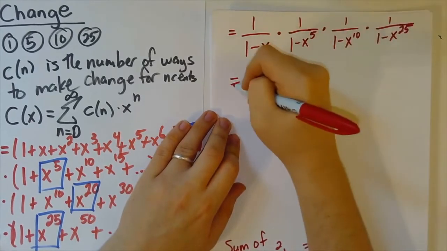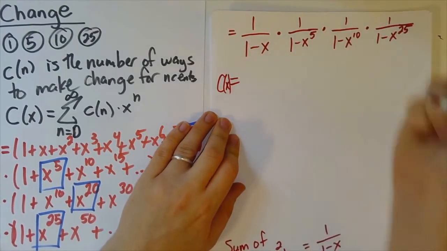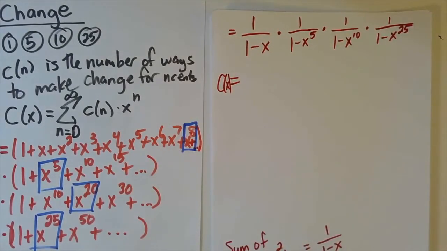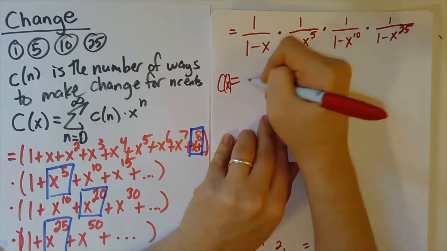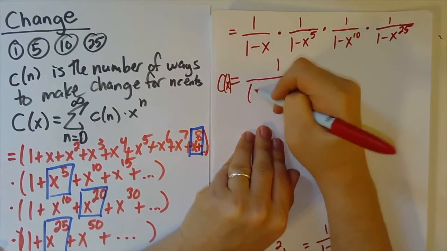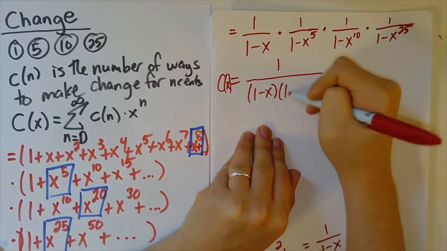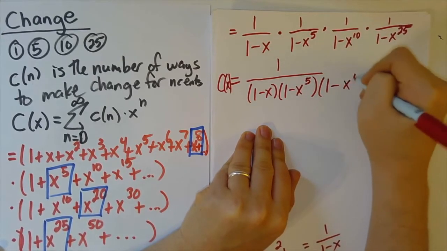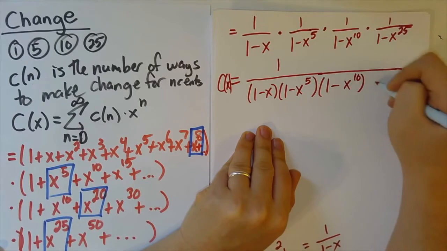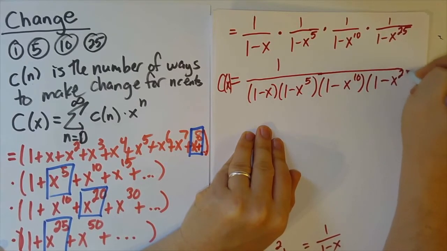And so this function c of x, the generating function for the answer to this change-making question, is in fact fairly concisely written as 1 over 1 minus x times 1 minus x to the 5th times 1 minus x to the 10th times 1 minus x to the 25th.